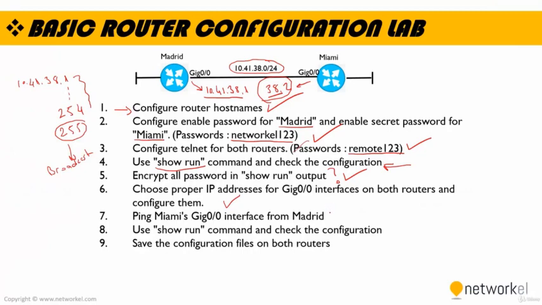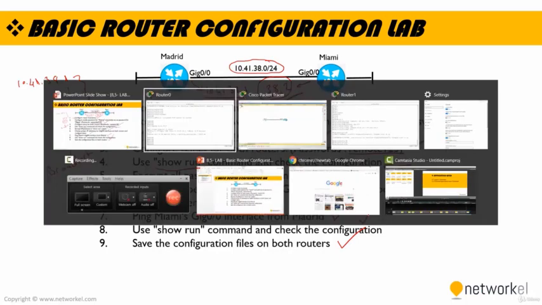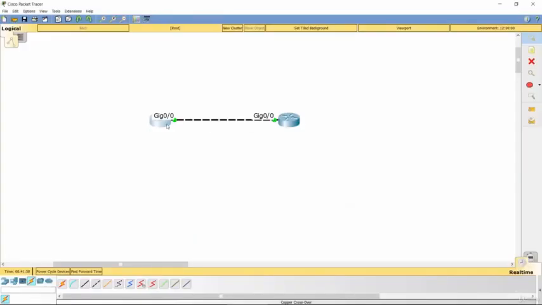Step 7 is okay. In the 8th step, it's saying to use the show run command and check the configuration for the last time, okay. And in the last step, it's saying to save our configurations on both routers. Let's save the configuration first.